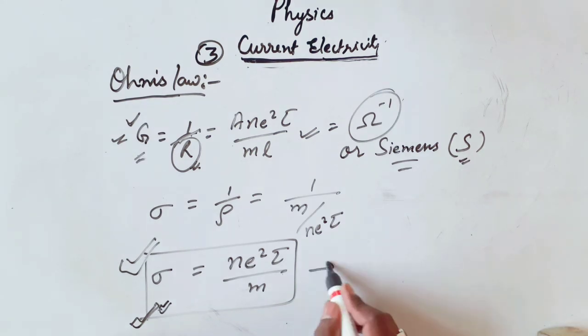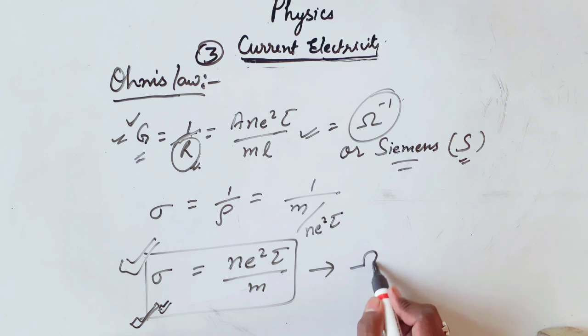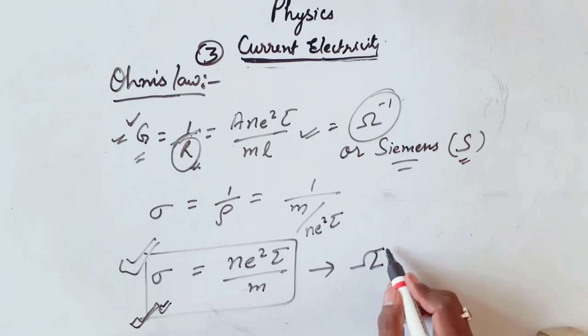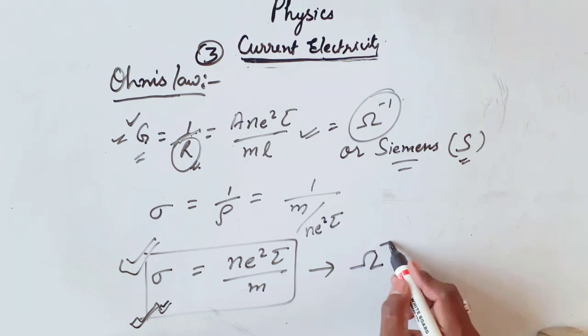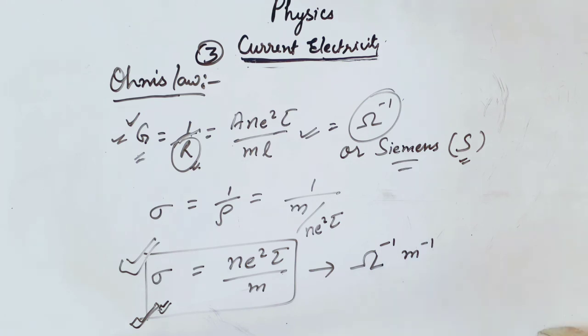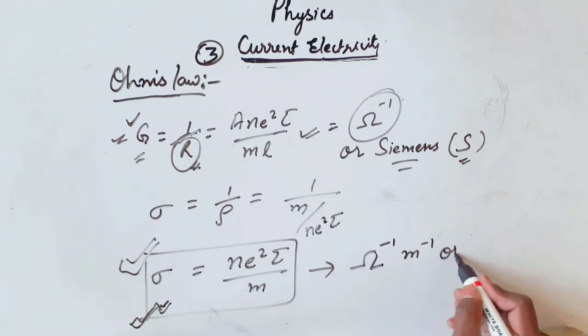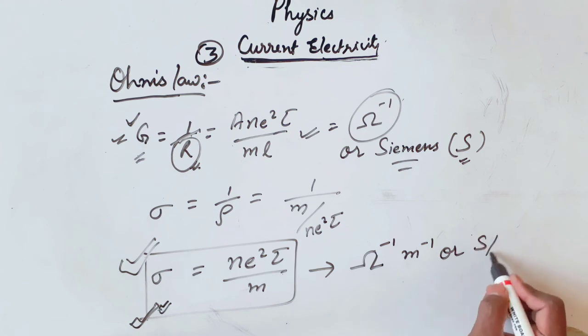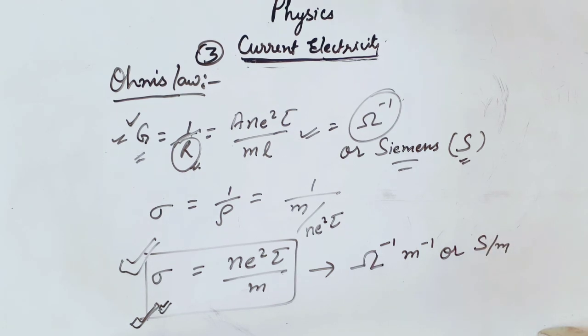And what is the SI unit of conductivity? The SI unit of conductivity is ohm inverse meter inverse. In place of ohm inverse we can write siemens. So the SI unit of conductivity is siemens per meter.